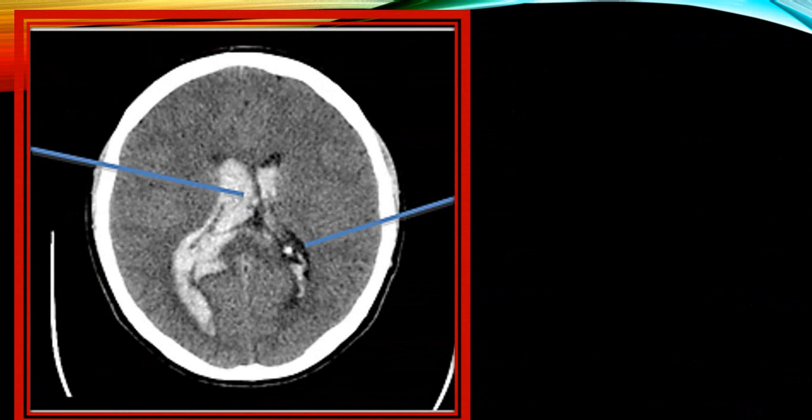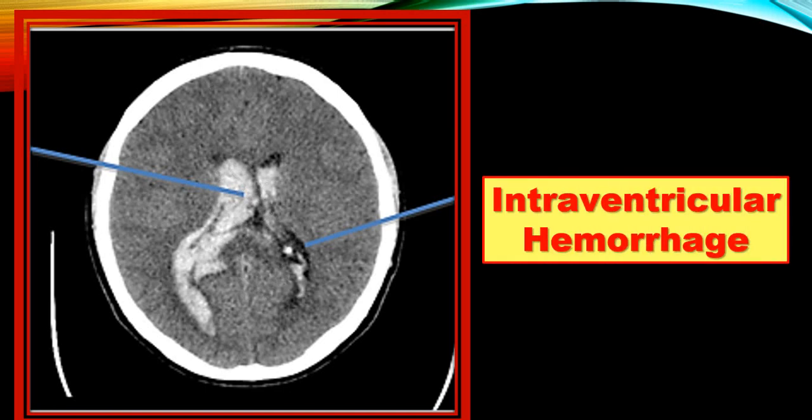Here, what is the picture? Here is an MRI showing the ventricles. These are the lateral ventricles, filled with this hyperintense area because of the hemorrhage. So what do we call this? This is called intraventricular hemorrhage.